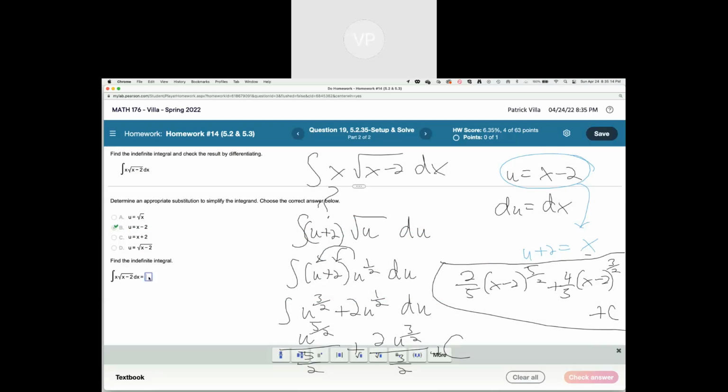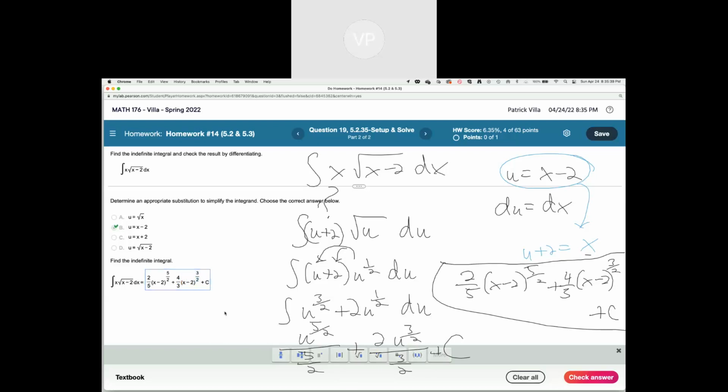All of this we found. So it's going to be 2/5 x minus 2 to the 5 halves plus 4/3 x minus 2 to the 3 halves plus c.